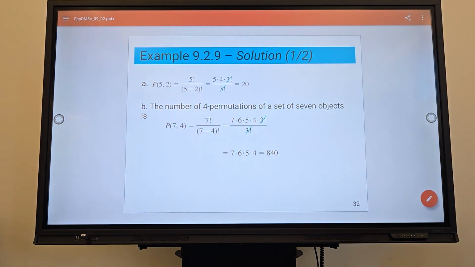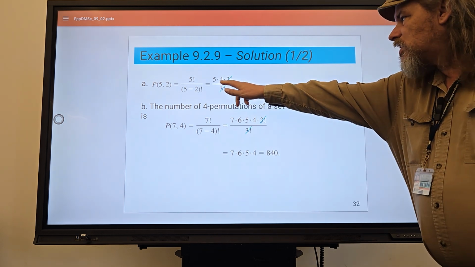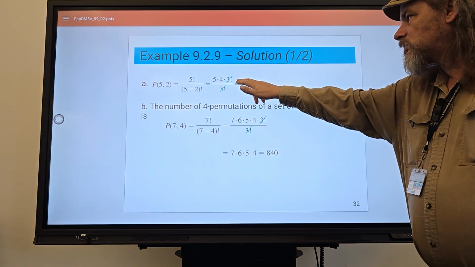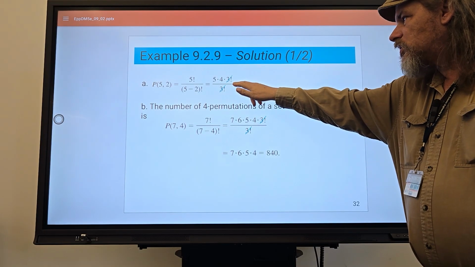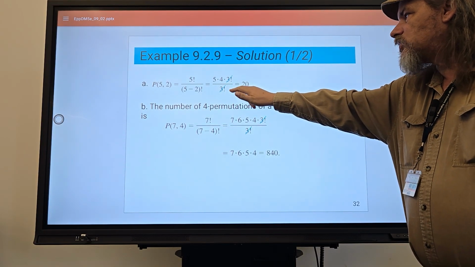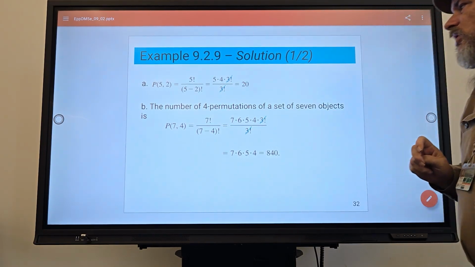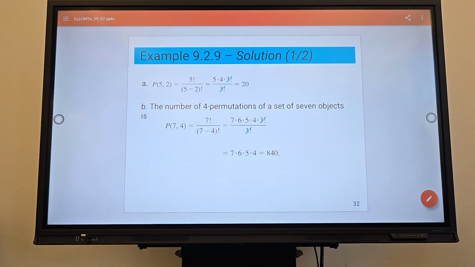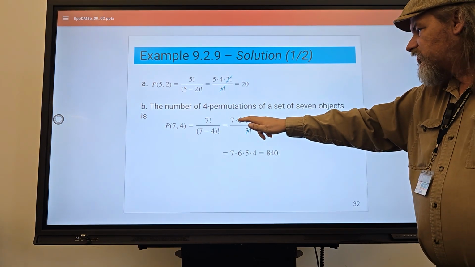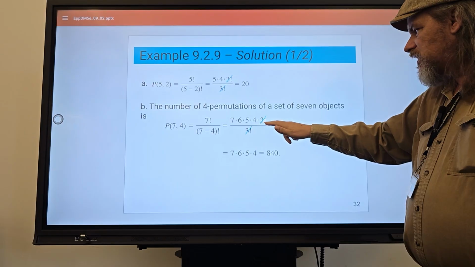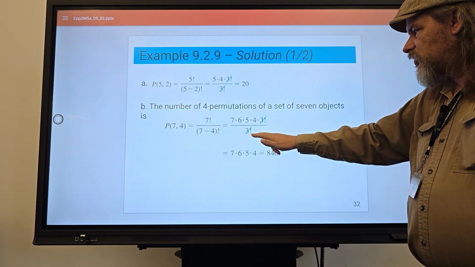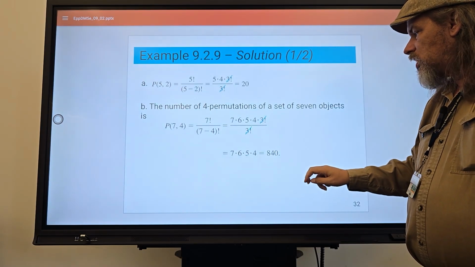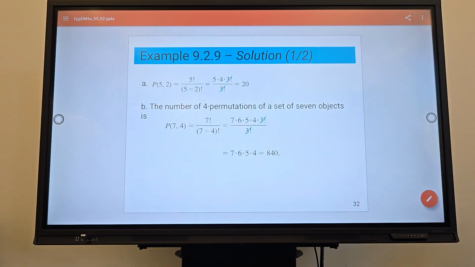you would write it this way, multiply it out, expand the 5 factorial, cancel out the 3 factorial, and get 20. The number of 4-permutations of a set of 7 objects, again, multiply it out, cancel out the 3 factorial, and end up with 840.